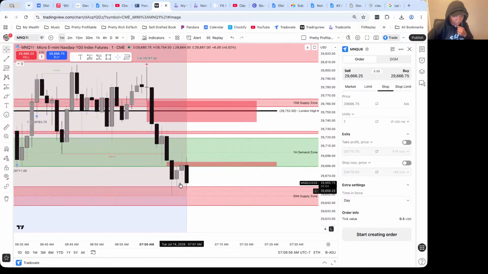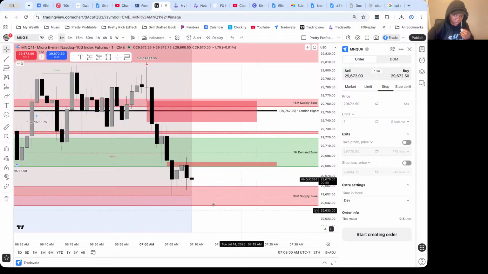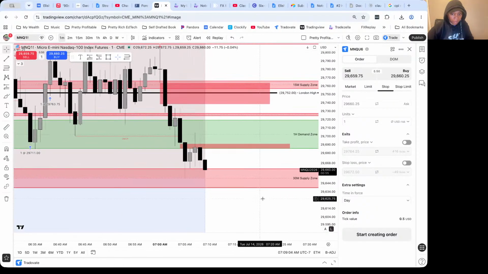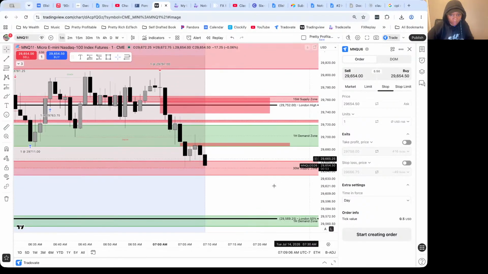So we have another supply zone, but this is a supply zone, not a demand zone. So this is a supply zone. It's like, okay, so is it now dry?